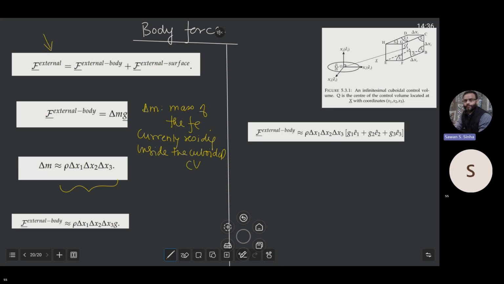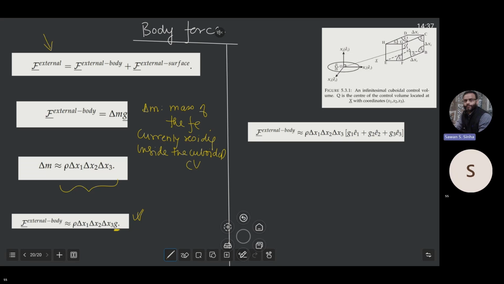So delta m is this, and thus the external body force, I am going to write it like this, where this should be a vector. Under bar g. Now I'm not saying g is always along e3. I'm keeping it general. Sometimes you will choose a coordinate system such that g is not along minus e2 or minus e1. It may be in some direction. So let's keep it general.